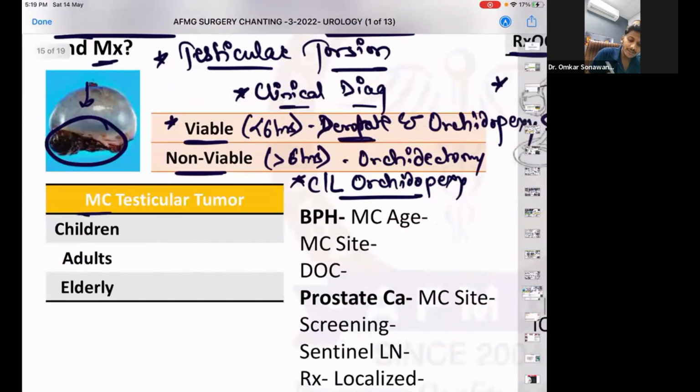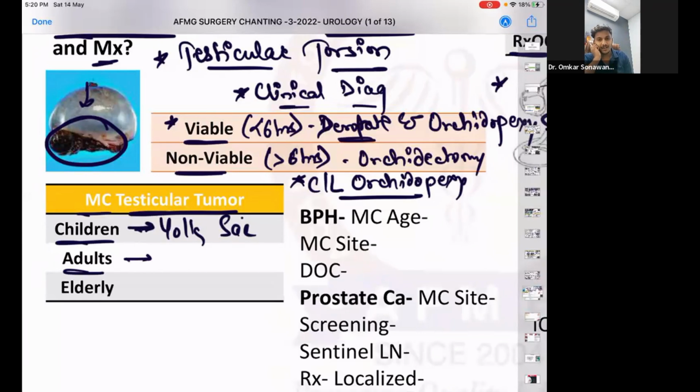Next one is the most common testicular tumor. The most common testicular tumor in children is, very good, the yolk sac tumor. Please remember, most common testicular tumor in adults is not teratoma. Teratoma is common in adults usually.